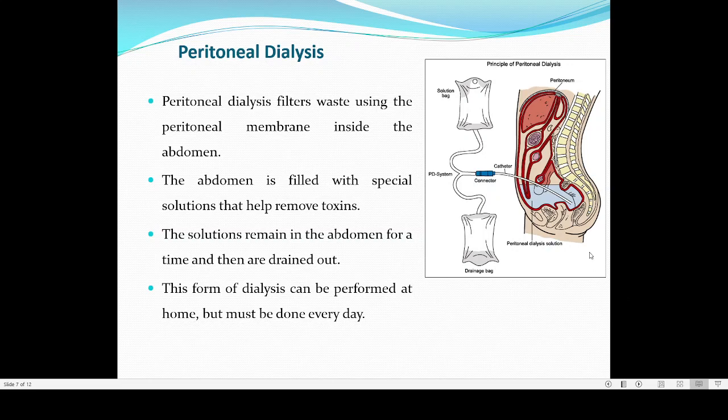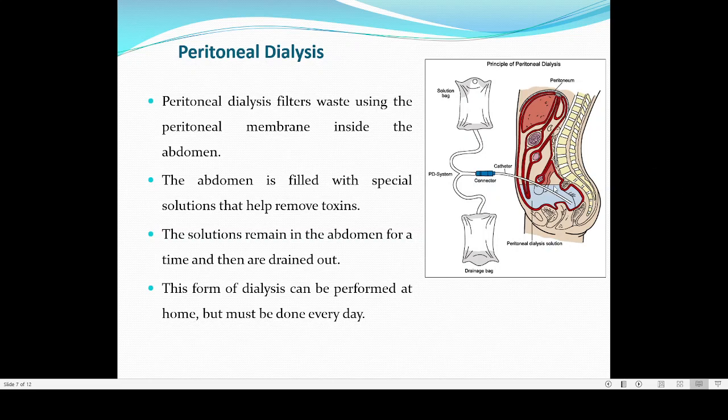Here you can see that this membrane is known by the name peritoneum. In the abdominal cavity, the different organs are normally present, like the stomach, intestine, etc. And that cavity or space inside the abdomen is known as the peritoneal space or abdominal cavity. We can call it both.